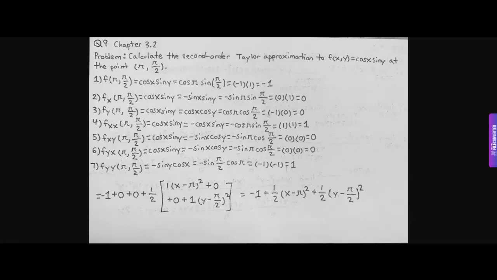And then my last step was just to plug into the formula. So our second order Taylor approximation was -1 plus 1/2 times (x minus pi) squared plus 1/2 (y minus pi over 2) squared.